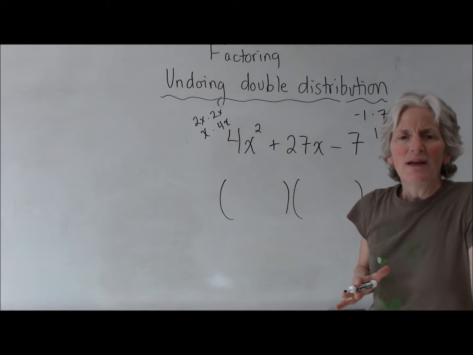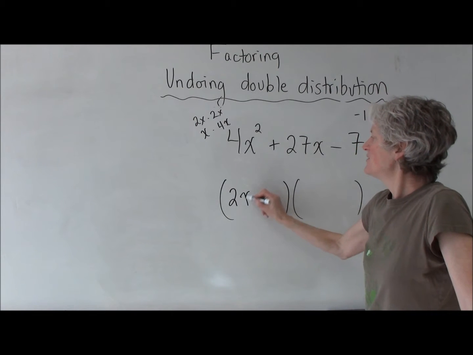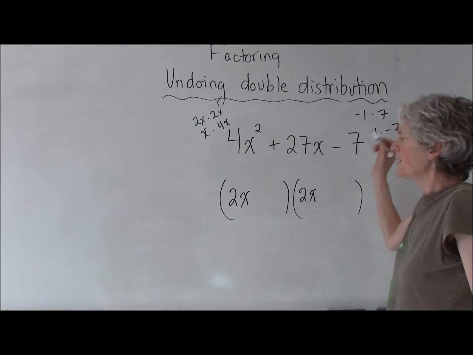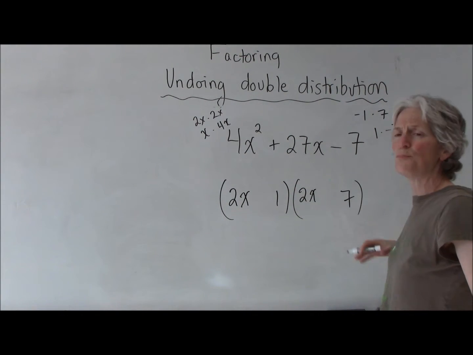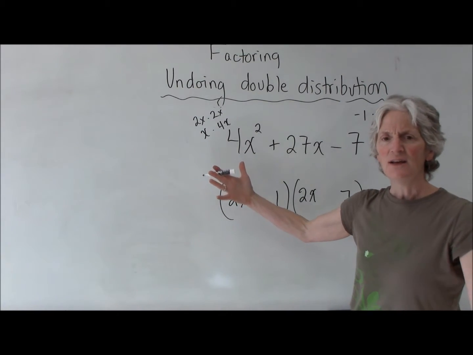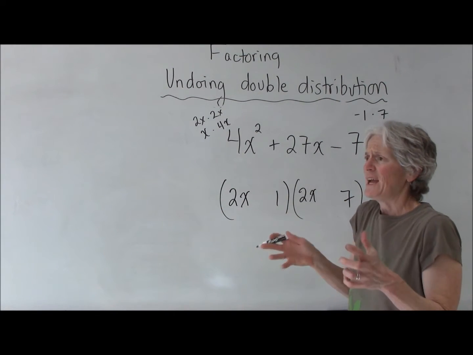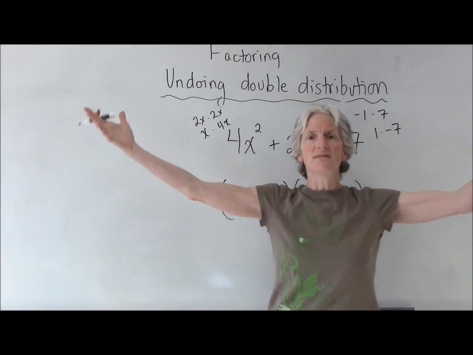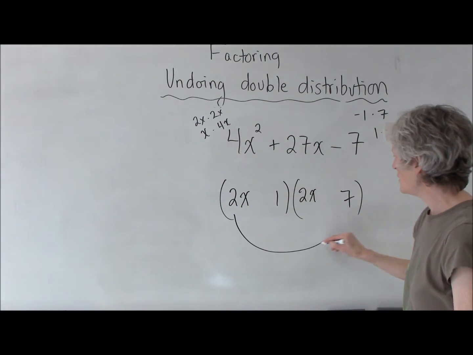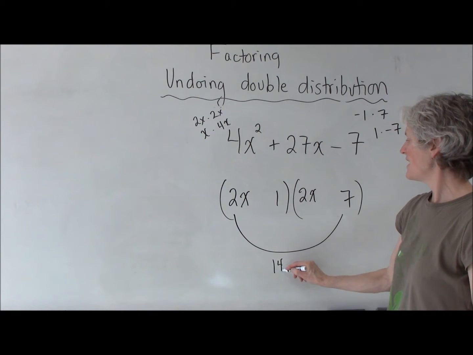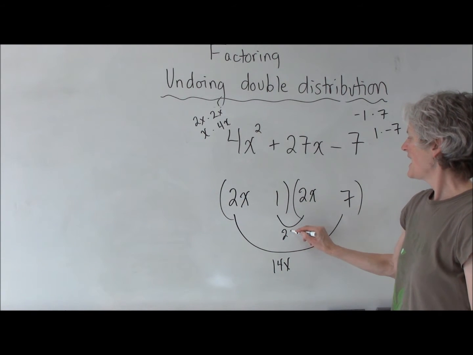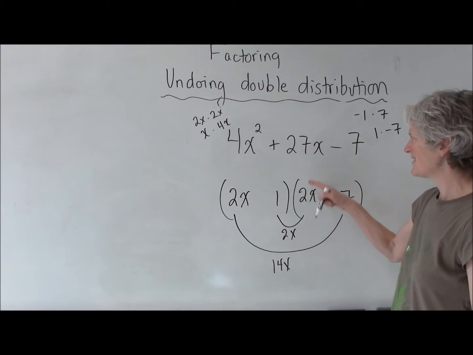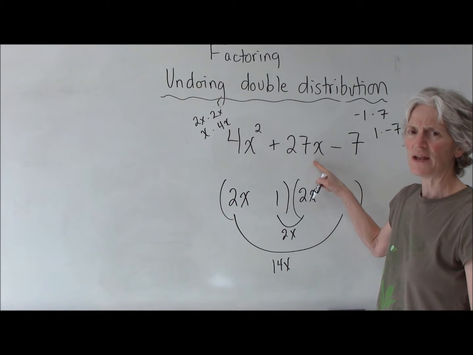I don't know. Just dive in. Let's throw in a 2x and a 2x. Let's throw in a 1 and a 7. Let's just boldly dive in. So often people are looking and thinking, I don't know where to begin. Who cares? Just dive in. Try something. Let's look and see what I get when I multiply those together. I get a 14x and a 2x. I'm not seeing a 27.